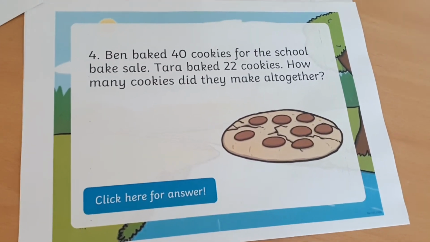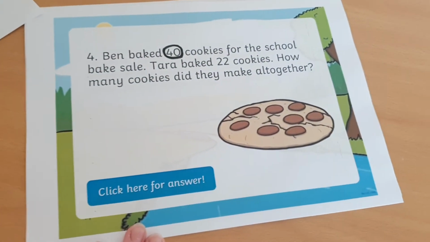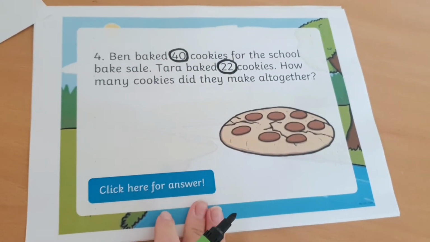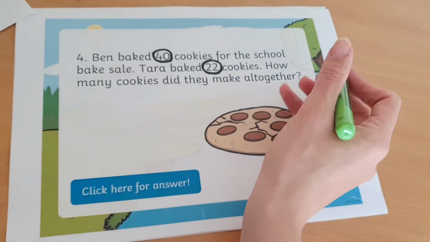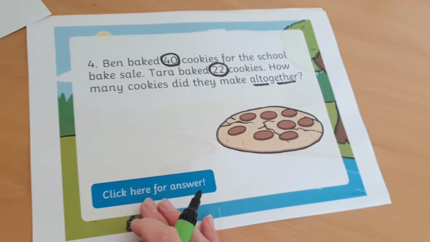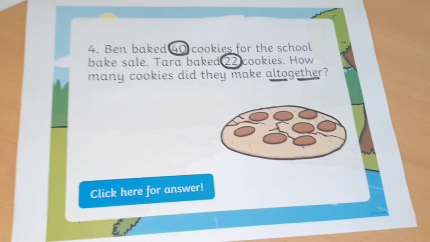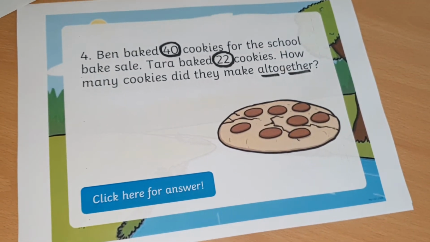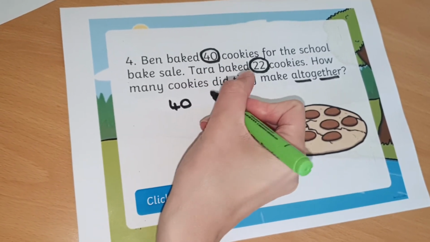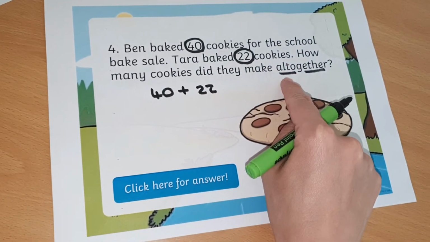Okay, Ben baked 40 cookies for the school bake sale. Tara baked 22 cookies. How many cookies did they make all together? So we've got that word all together again. Pause the video and have a go at writing your answer. So, the number sentence we should have had there is 40 add 22. We know we're going to add because we've got the word all together.